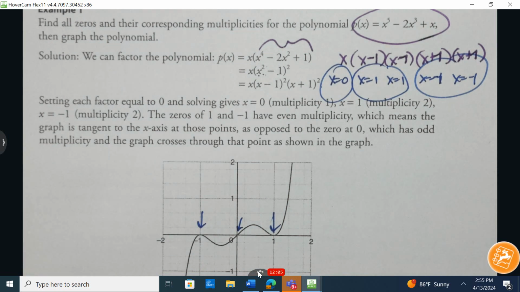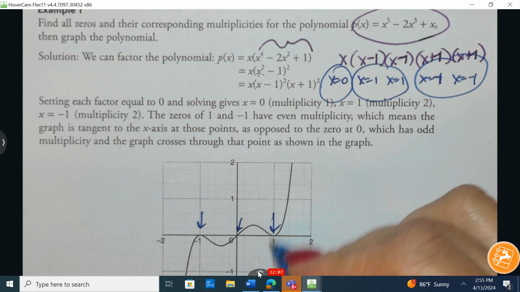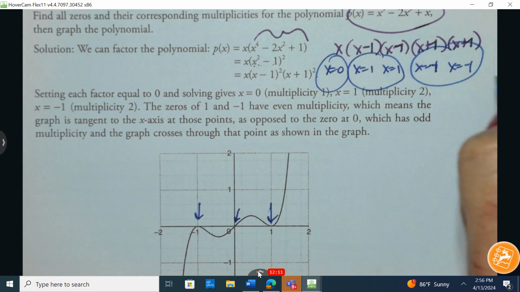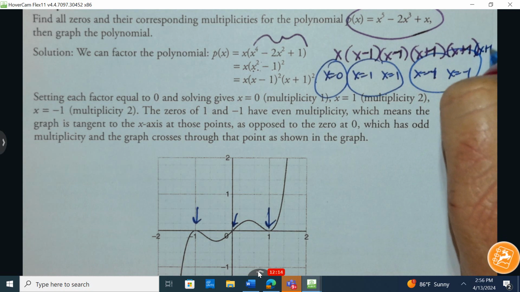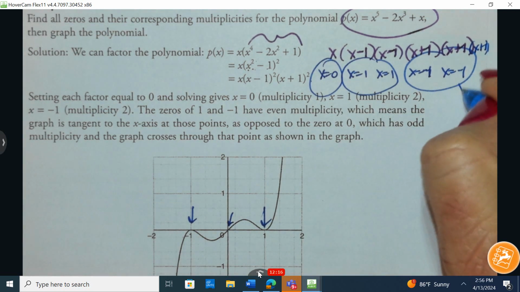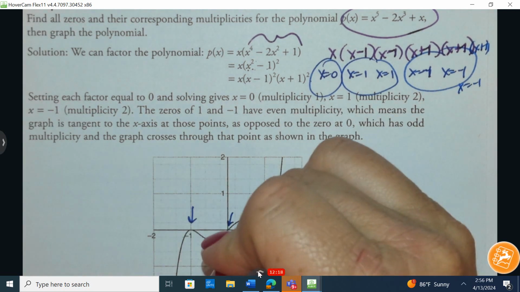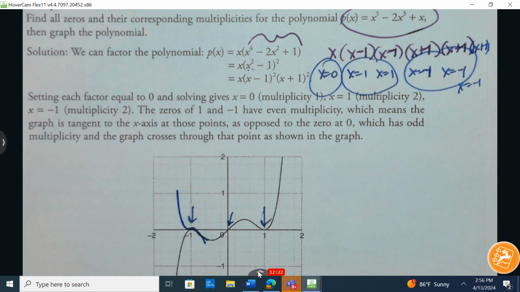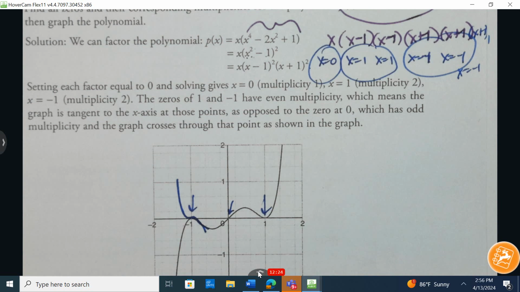And remember, with multiplicities of 2, it bounces off the x-axis. If it was a multiplicity of 3, let's just add this in for the sake of understanding, if I added an x plus 1 there, so now we have 3, then at this point it would come up and we would say it snakes through. It snakes through. That would look like a cubic, or multiplicity of 3.